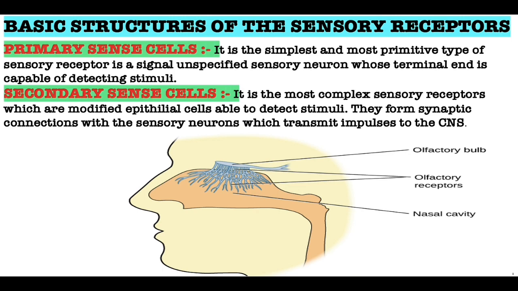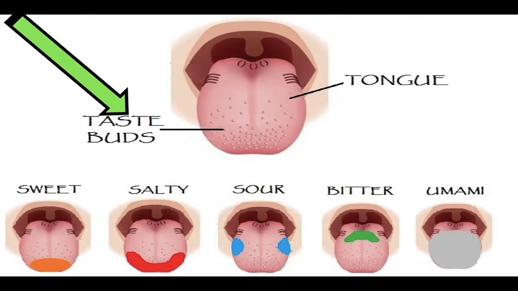Second is secondary sense cells. They are the most complex sensory receptors, which are modified epithelial cells able to detect stimuli. They form synaptic connections with the sensory neurons, which transmit impulses to the CNS. Mammalian taste bud receptors are of this type of cells. This is the secondary sense cells.